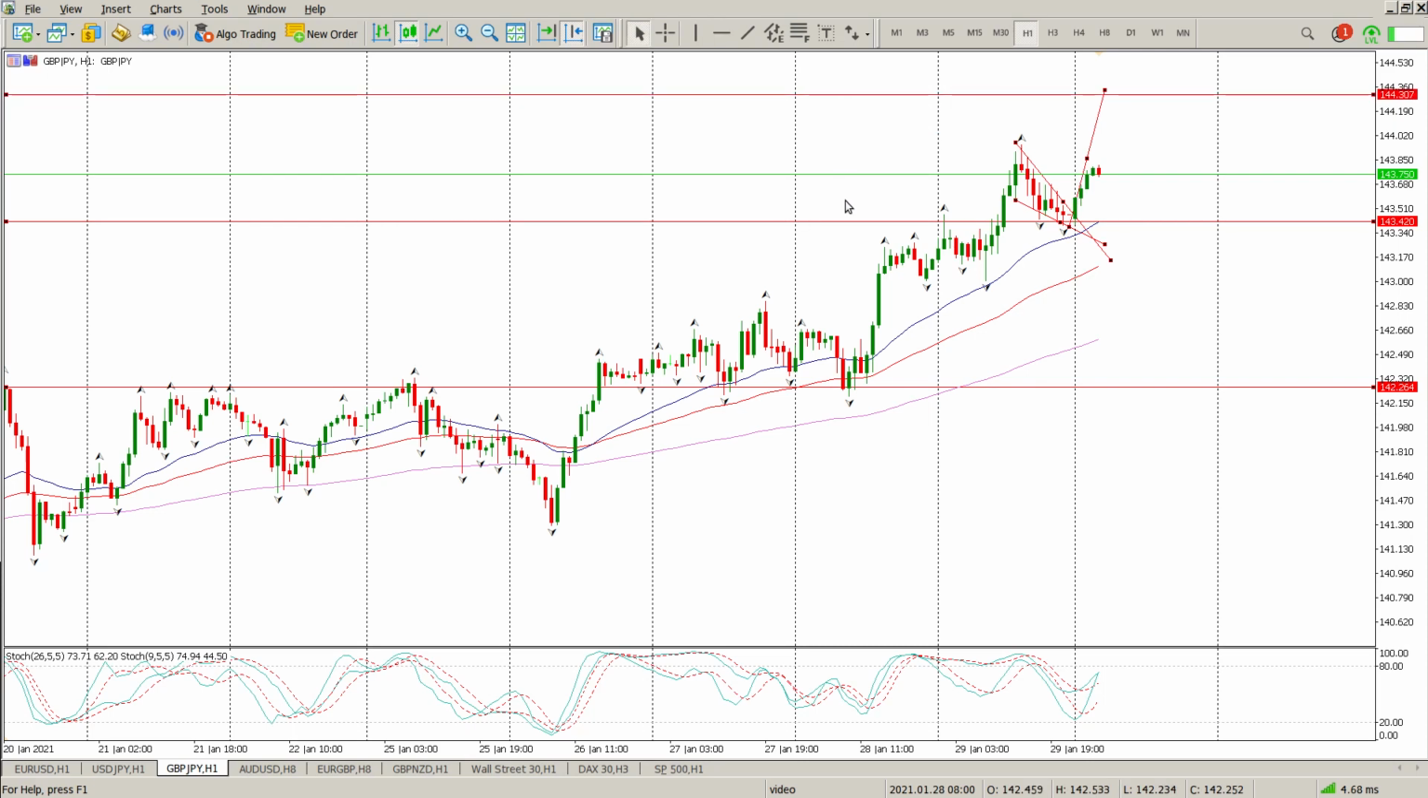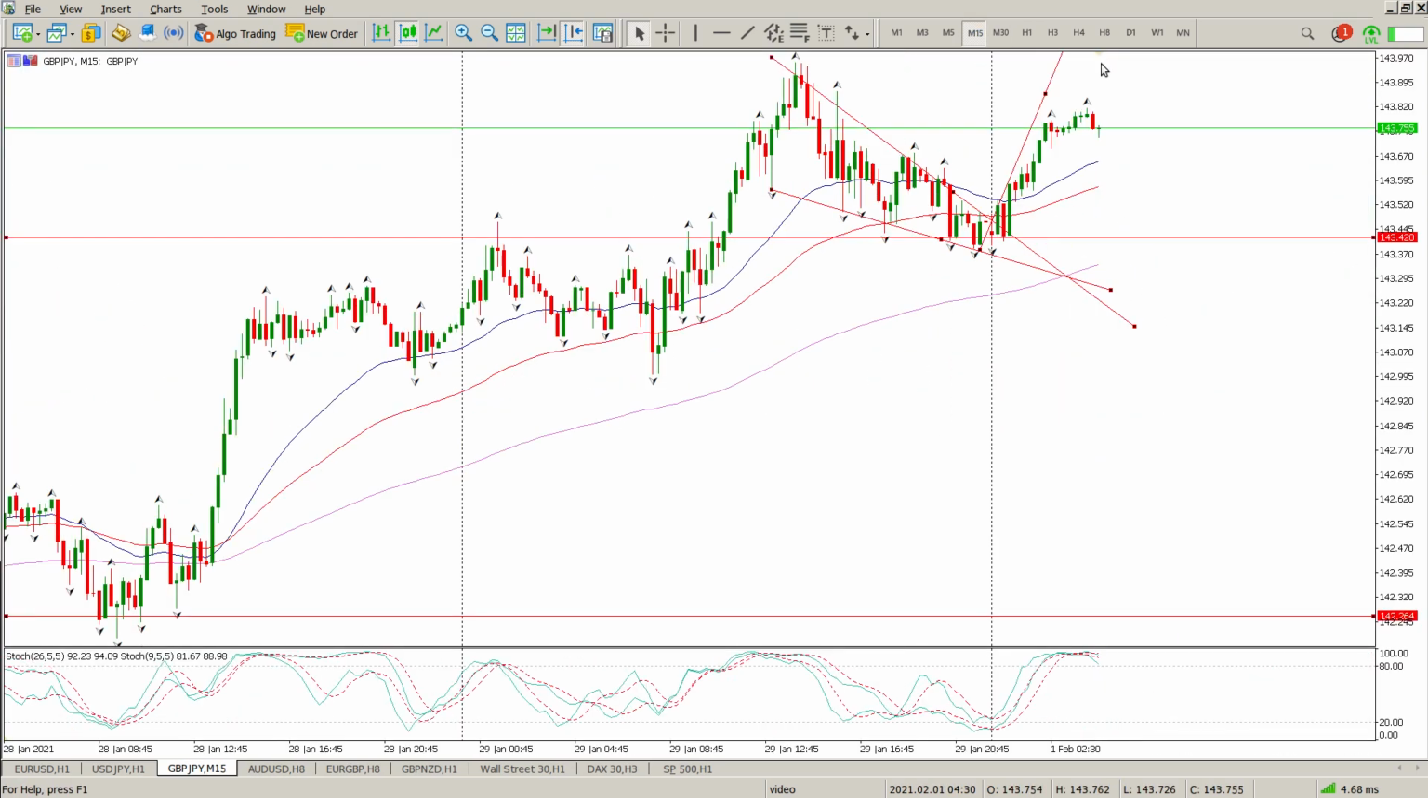So that's kind of the structure that we've got here. So we're looking for a bit of a pullback, and I think you're going to have a little bit of a problem finding the structure here. So that would make sense. So what's that?